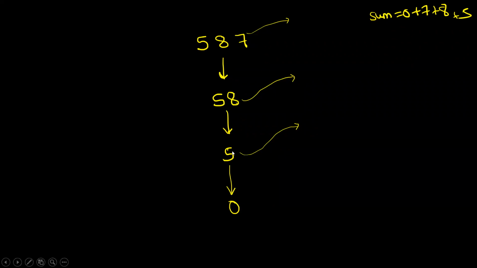What about 5? We took 5, right? See, there was this 587, right? So I did n % 10, which gave me 7. I added 7 to my sum. So sum became 7. And then I reduced my number: n = n / 10. So the number became 58. Then again, I saw what is the last digit. n % 10 will give me 8. I add 8 to my summation. And then I reduce my number: n = n / 10. It will go to 5.